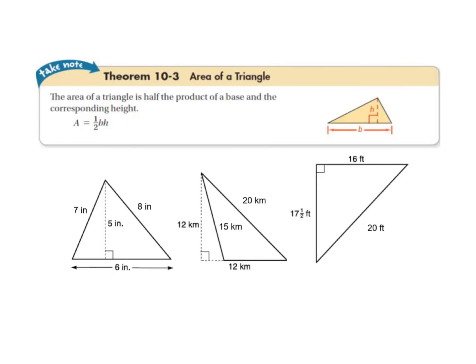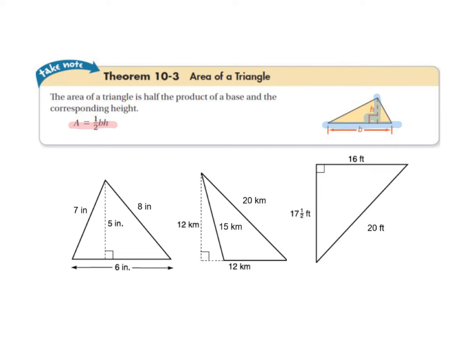All right, so area of a triangle. Hopefully you've seen this before. This is your area formula, 1/2 base times height. Okay, if you look at the picture over here, one thing to notice, the base is along the bottom and the height is perpendicular, right? It forms a 90-degree angle to that base.